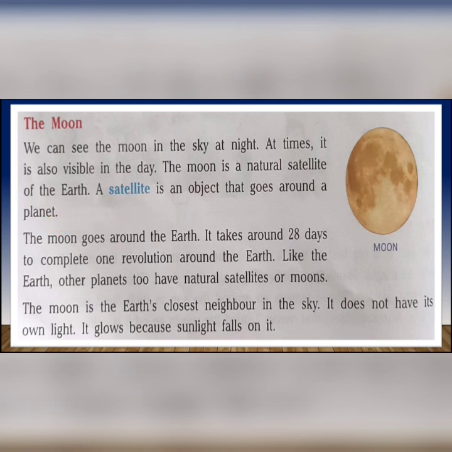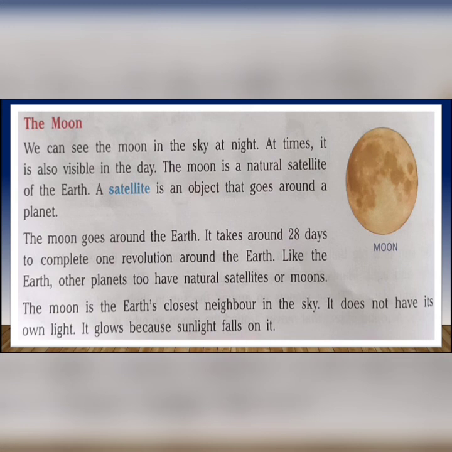Satellite. It may be natural or artificial. Natural means which is made by nature. Artificial means which is made by man, right? So a satellite is an object that goes around a planet. We all know that the moon goes around our Earth, and it is natural. So, the moon is the natural satellite of the Earth.